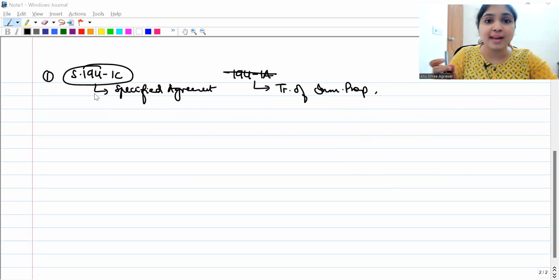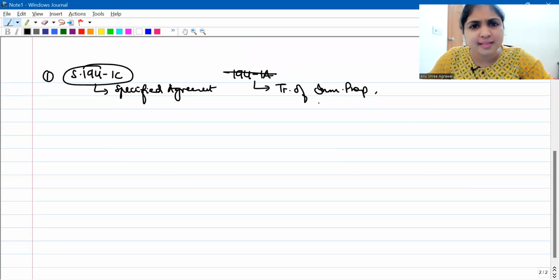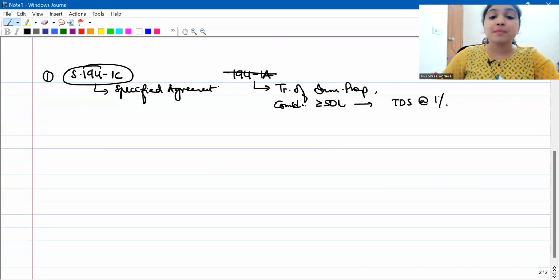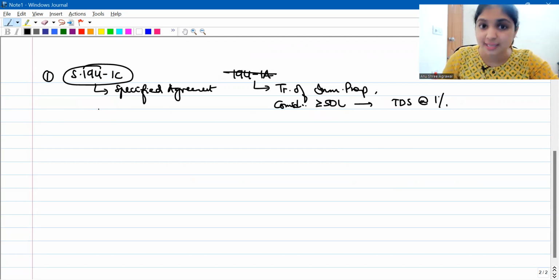194IC does not have any limit, doesn't talk about any amount. Like for example, 194IA says less than 50 lakh, we don't have to deduct tax. Only if the consideration is at least 50 lakhs, only then we deduct tax. Deduct tax at what rate? At the rate of 1%, right? There is no such 50 lakh limit or no such limit under 194IC.